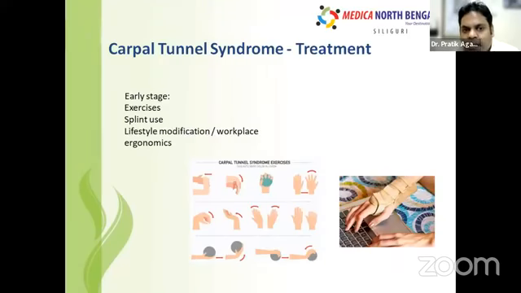Again, the treatment in the early stages: some exercises, the stretching exercises of the hands, which cause the extensor retinaculum to stretch, releasing the pressure from the carpal tunnel. So it may be useful. Splint, as you can see on the diagram on the right hand side, this lady is using a wrist splint, which reduces the pressure on the wrist, leading to release of the pressure of the carpal tunnel and hence the pain. Some lifestyle modification, which I'll be coming to next, and ergonomics.